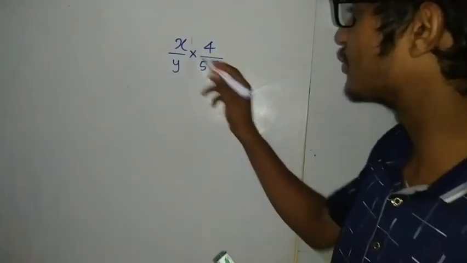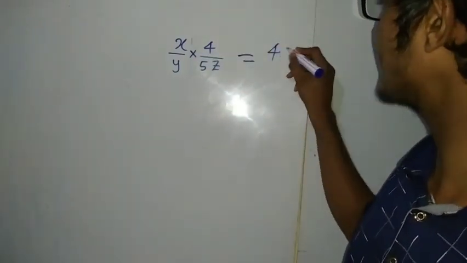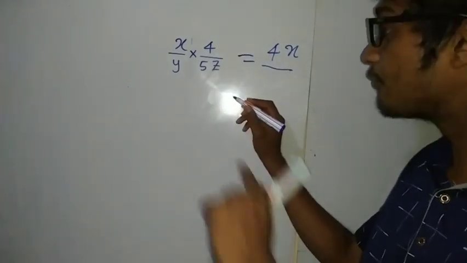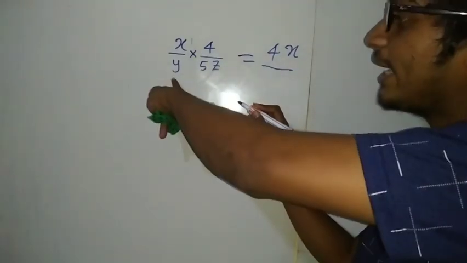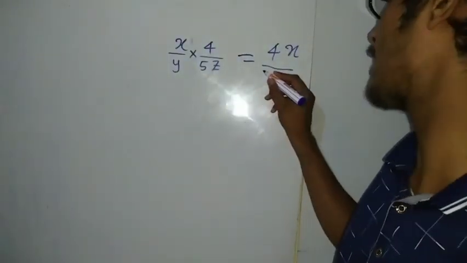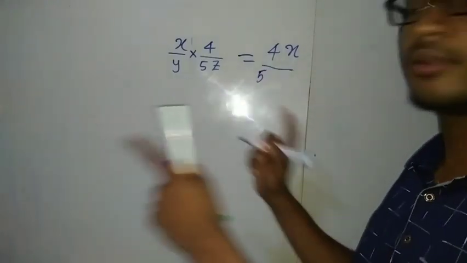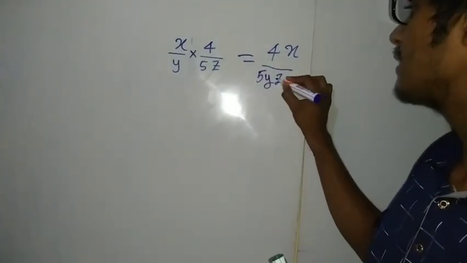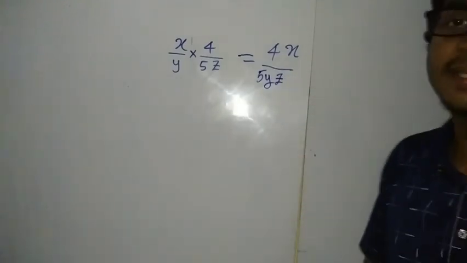That's the tradition, right? So x into 4 is going to be 4x divided by y into 5z, right? So y into 5z is going to be, now y 5z. So we are going to give the number the priority. So you're going to get 5 here, and you can write it as 5zy or 5yz. Doesn't matter how the way you write it, right?